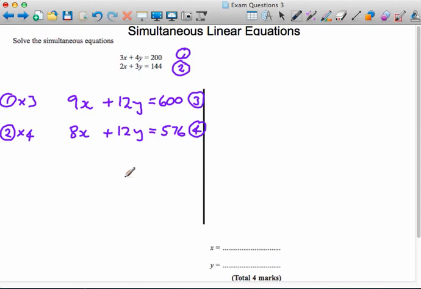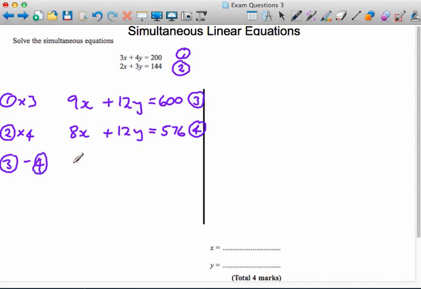If I subtract one from the other, the y's will disappear. If the signs had been opposite, one positive, one negative, I would have added them to make them disappear. But if the signs are the same, either 2 pluses or 2 minuses, then subtraction is the way to eliminate them. So I'm going to say equation 3, take away equation 4.